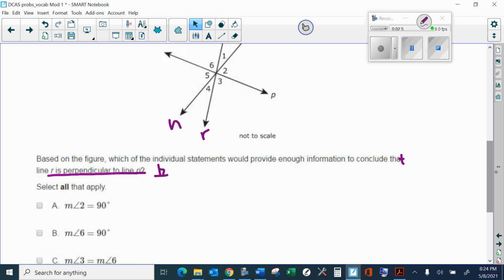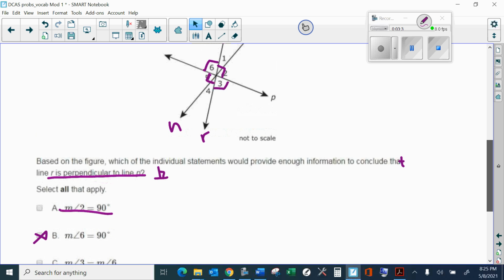So in order for R to be perpendicular to P, angle 3 would have to be 90 degrees. Or angles 4 plus 5 would have to be 90 degrees. Either one. Or we'd have R and P here, 1 plus 2 is 90 degrees, or angle 6 is 90 degrees. So angle 6 is 90 degrees. Is angle 2 alone enough? No, it has to be 1 plus 2.